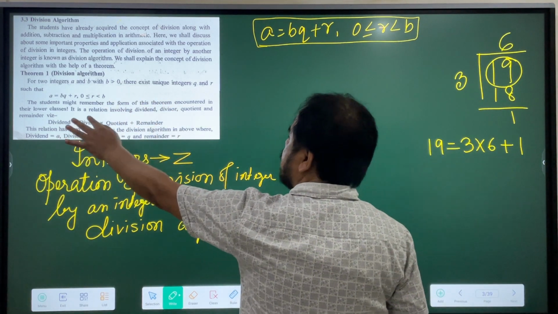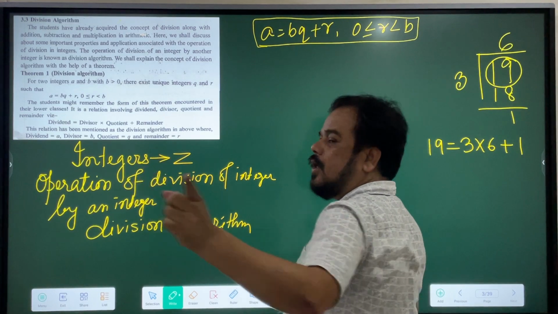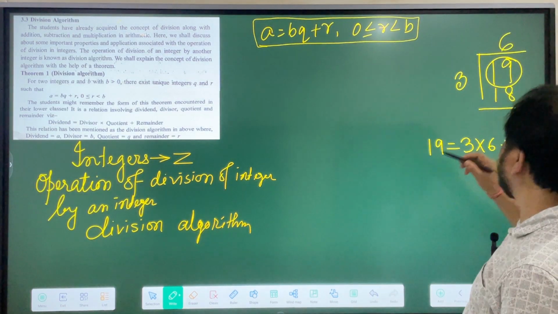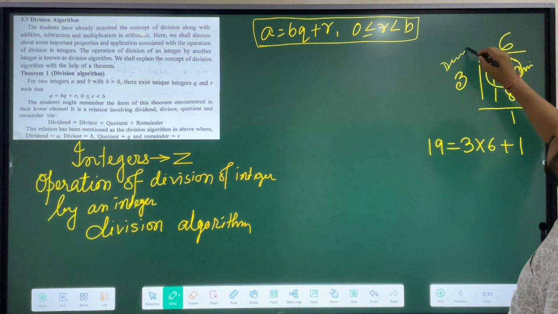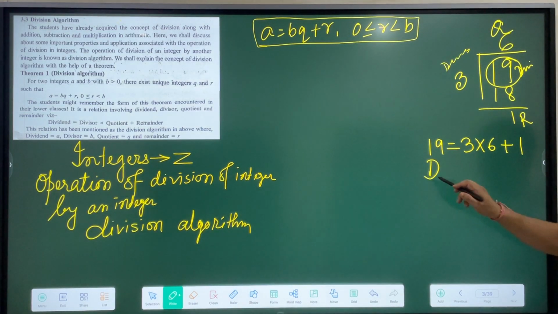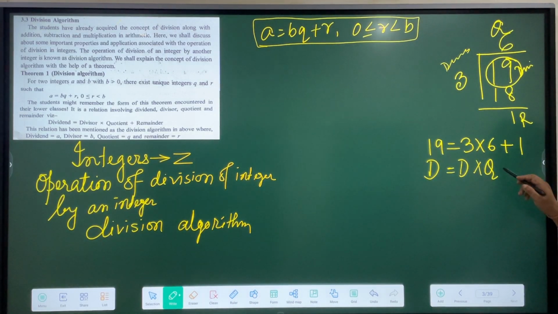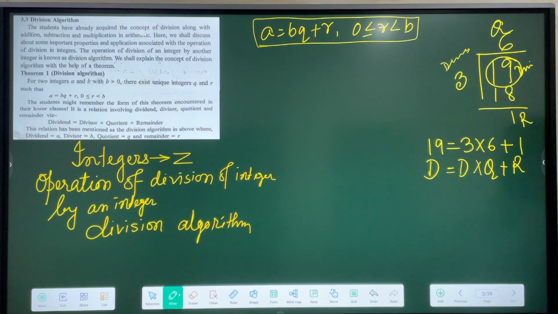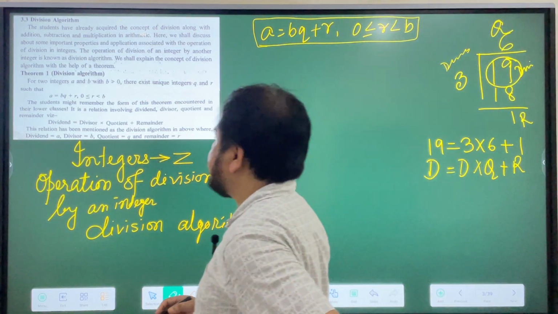So dividend is equal to divisor into quotient plus remainder. This one you already got in general maths. This one is the dividend, this one the divisor, this one the quotient, this one the remainder. Dividend is equal to divisor into quotient plus remainder. This one you got in your general maths part.